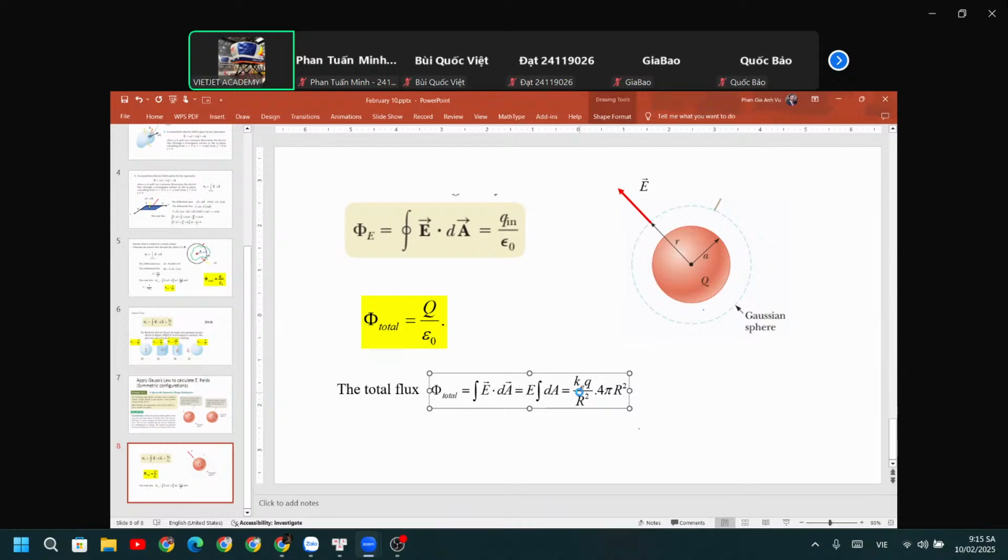Then we want to know E. We don't know E now, so E must be E. The area is 4 pi r square, right? Because the area here, but I have to use the small r, not the capital R here, right? Small r for that.